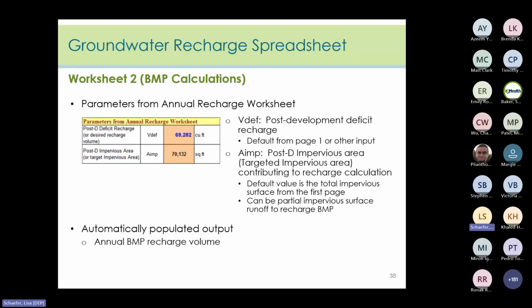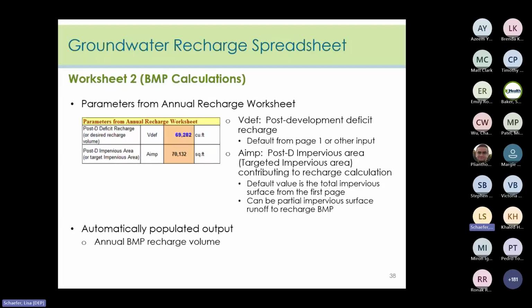So VDEF, which is the post-development recharge deficit, by default, is the post-development annual recharge deficit from the first worksheet. However, there are instances in which it can have different values. So if you have two BMPs, each BMP will be responsible for a portion of the annual deficit from the first worksheet. Then you'll need two workbooks and split the annual recharge deficit between the two and separately calculate the recharge provided by the respective BMP in its respective workbook.